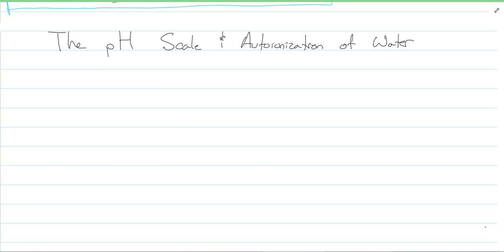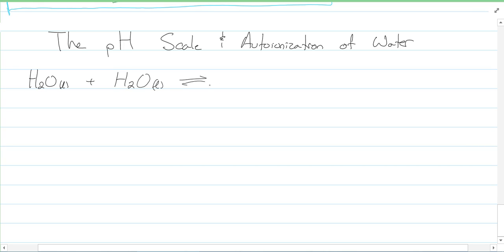Let's talk about the pH scale and the autoionization of water. So when we say autoionization of water, what are we talking about? We're talking about water and water coming together in a reaction to make its ions, a solvent cation, hydronium, and the solvent anion, hydroxide. That would be the autoionization of water reaction.